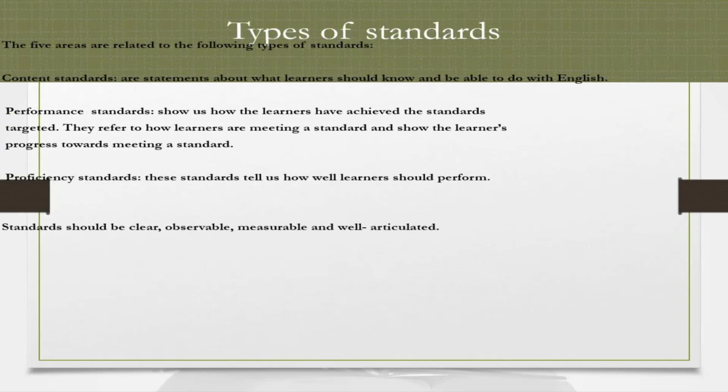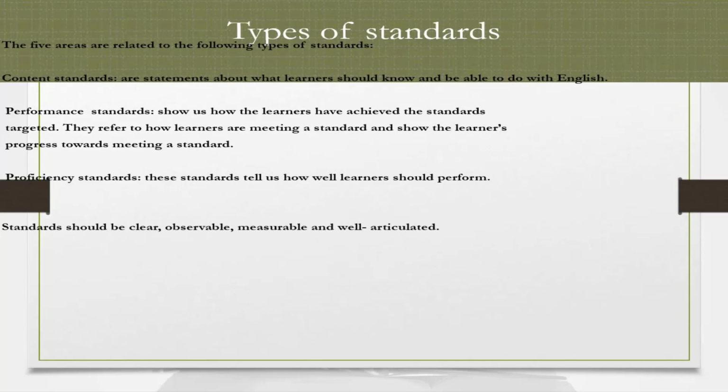Okay, what are the types of standards? The 5 areas are related. Those 5 areas اللي درنا عليهم قبل اللي هما C5 related to the following types of standards. كاين عندنا first شنو هو التايب الاول هو ال content standards. هاد ال content standards are statements about what learners should know and be able to do with English.